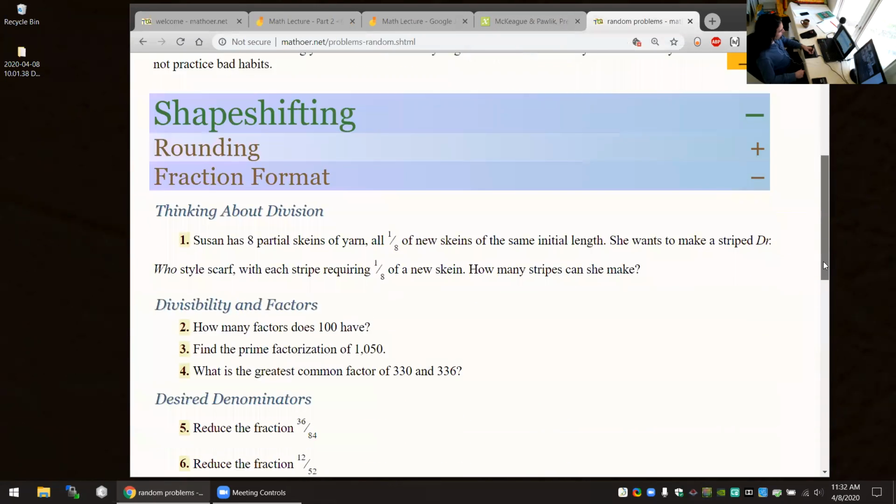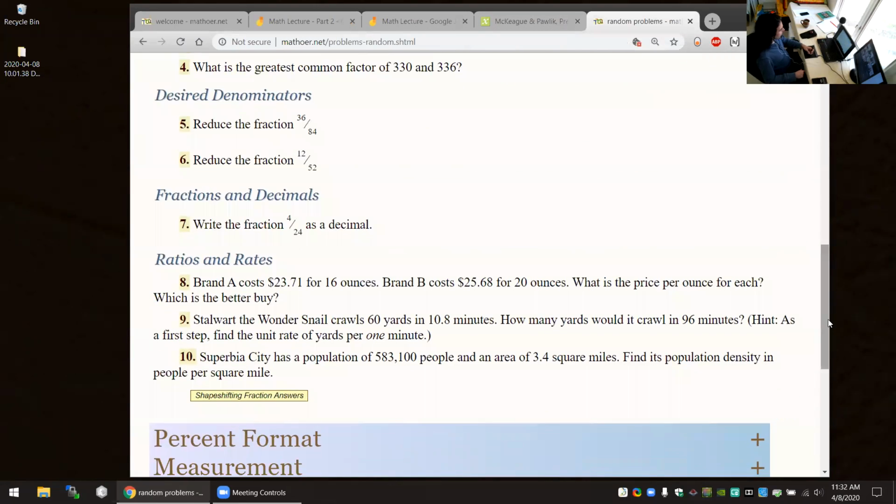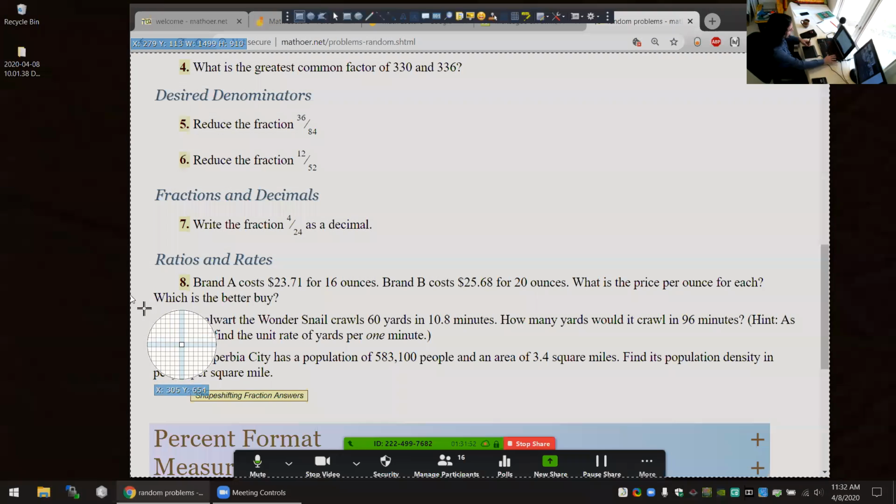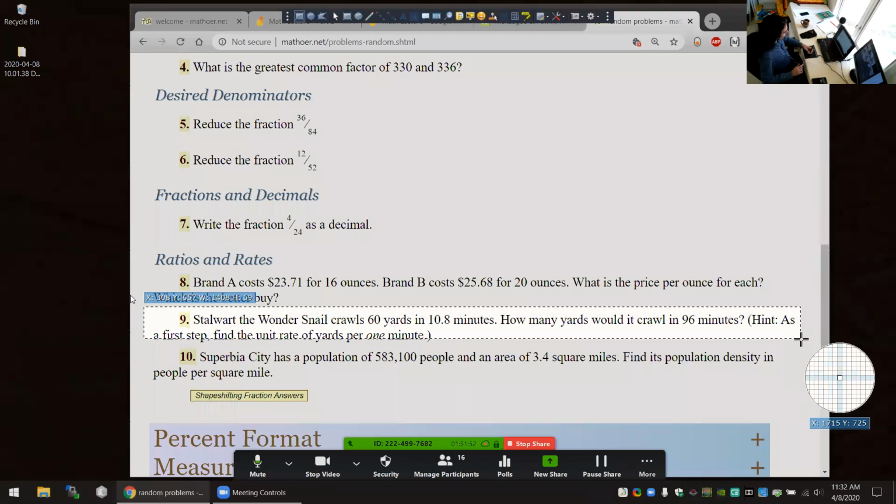Okay, anything else that's a problem for you? Money divided by ounces. Sometimes after you find a unit rate, you have to do a little bit more work.